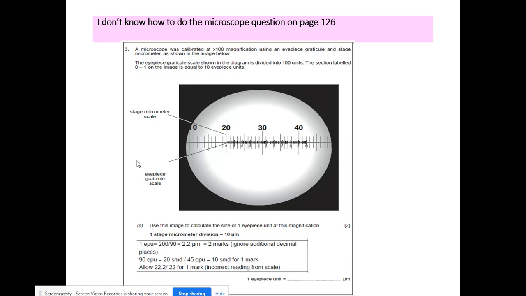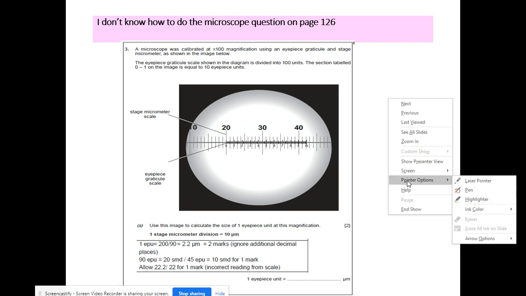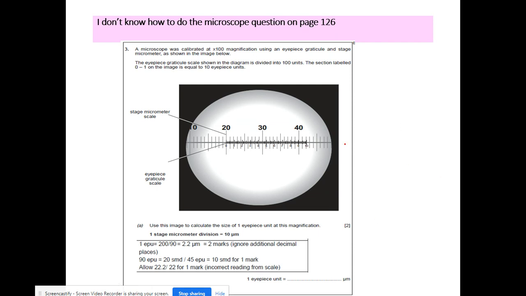The next one is trying to work out how you do this microscope question on page 126. So different teachers do this in different ways. I like to do it by, first of all, working out what my two scales are. So this big one here is my stage micrometer, and the little one underneath it is my eyepiece graticule.